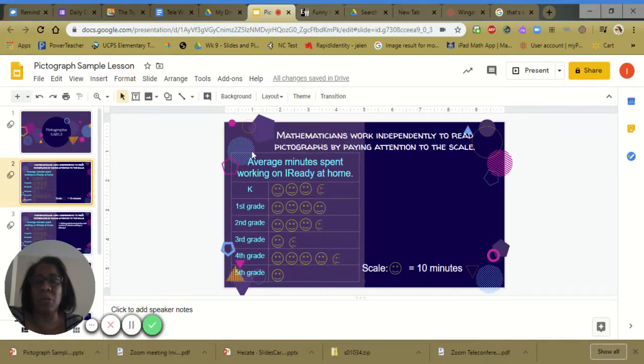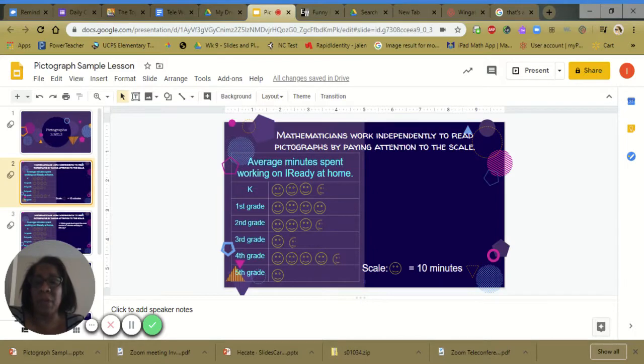Again, our goal today is, as mathematicians, to work independently to be able to read a pictograph by paying attention to the scale. Okay, and that is key. We need to ensure that on a regular basis, whenever we're looking at a pictograph, we need to pay attention to that scale.